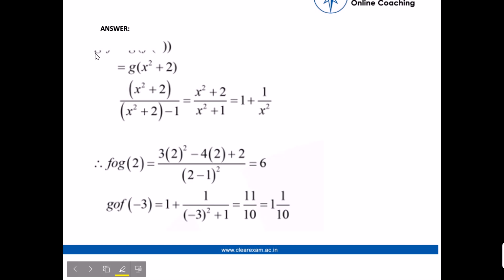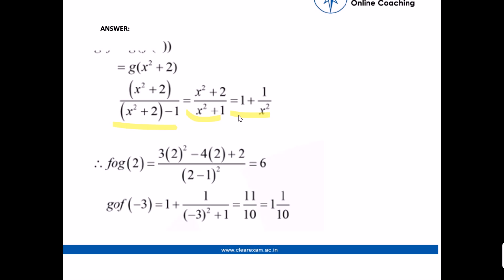the g of f. We get g(x² + 2) = (x² + 2)/(x² + 2 − 1), which is equal to (x² + 2)/(x² + 1). Further solving, we get this equation from this. After that, we further solve, which gives 1 + 1/(x² + 1), which is equal to.